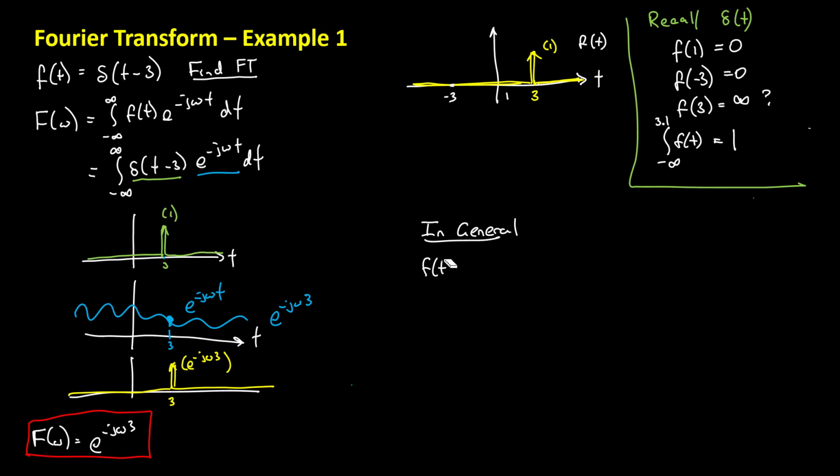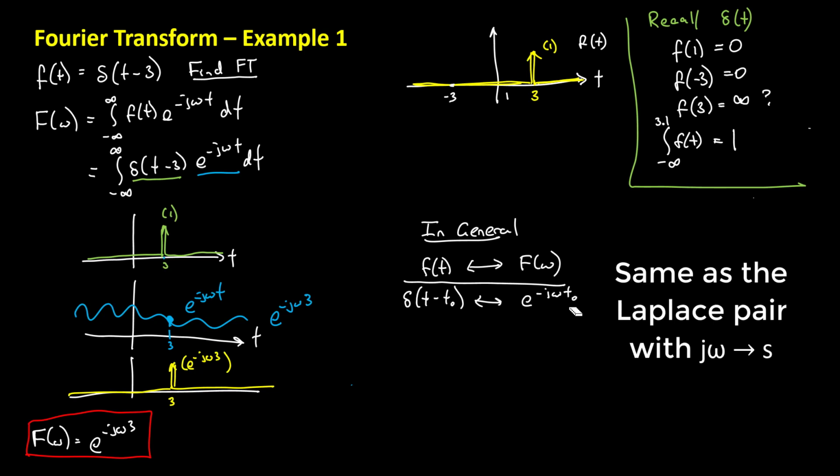if f of t has a transform of F of omega, so this is our time domain world, this is our frequency, our Fourier domain world, then any impulse that's been delayed by t naught will have a transform of e to the minus j omega t naught. We're going to build this table because it's really hard to work these things out every time.